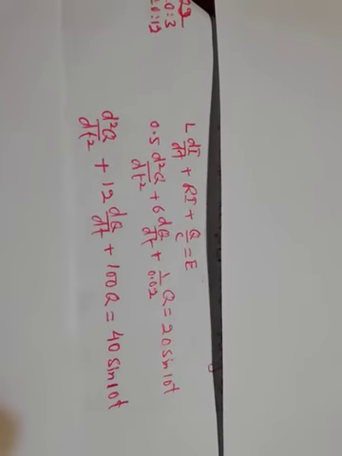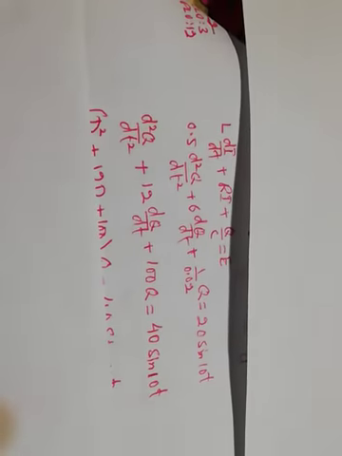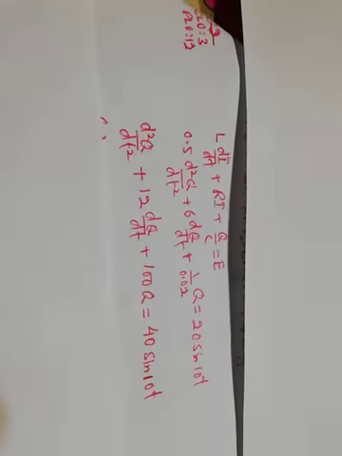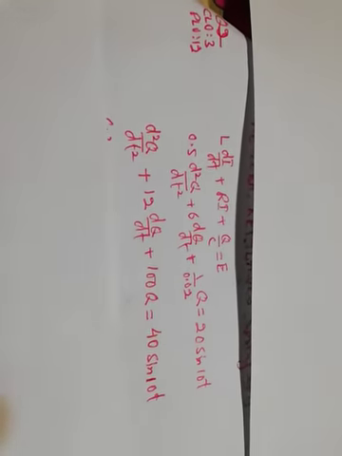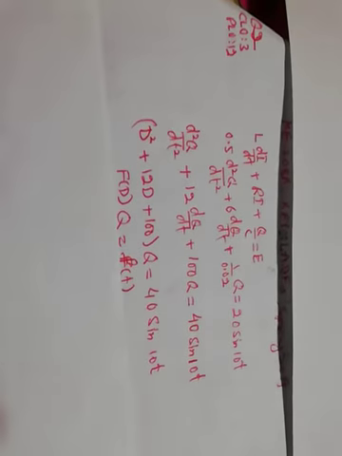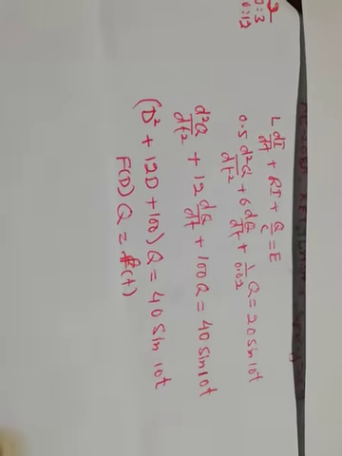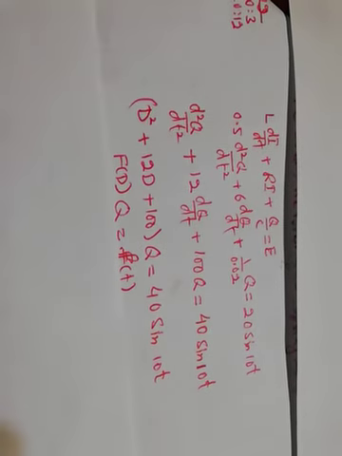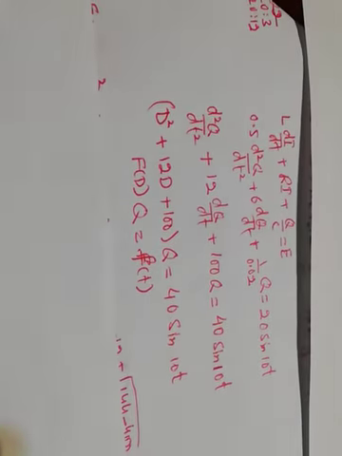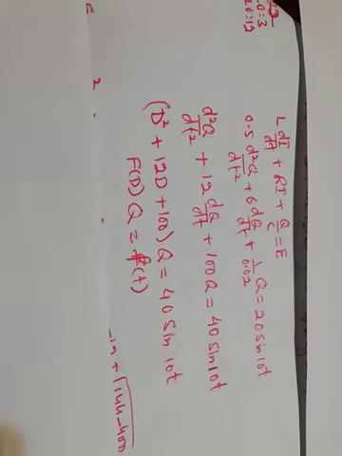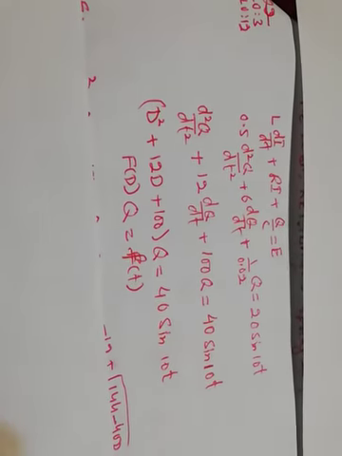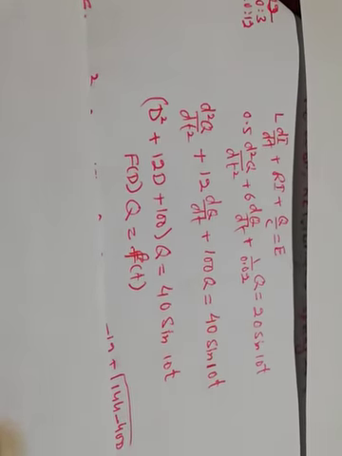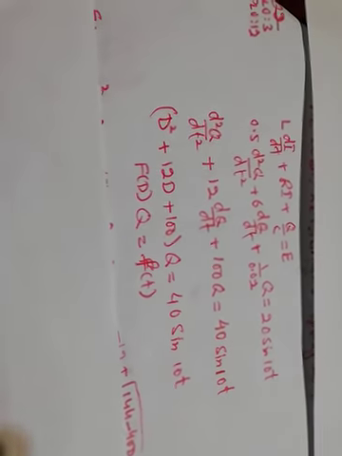Now, you write it in the standard form. Then you write it in the operator form like (d squared plus 12d plus 100) times q is equal to 40 sine 10t. This is basically f(D) q is equal to f(t), which is a linear differential equation of higher order with constant coefficients.